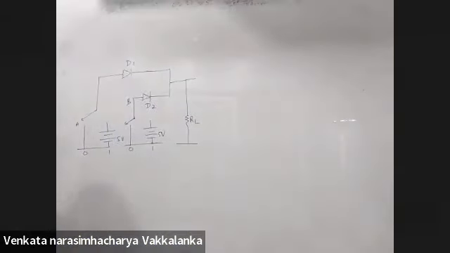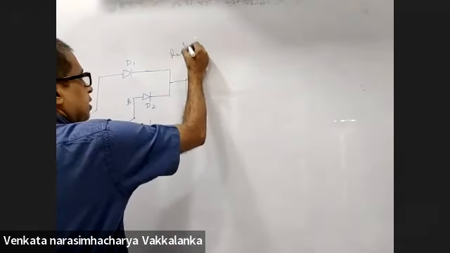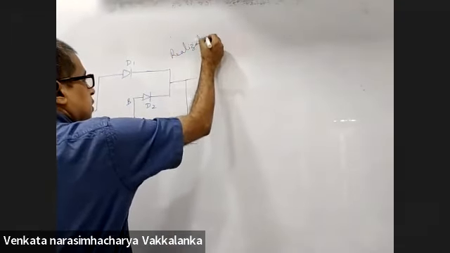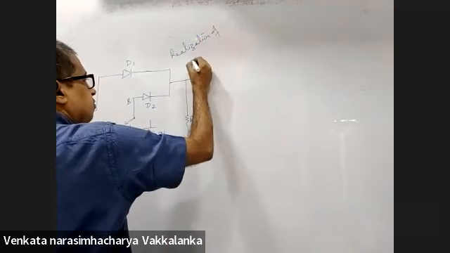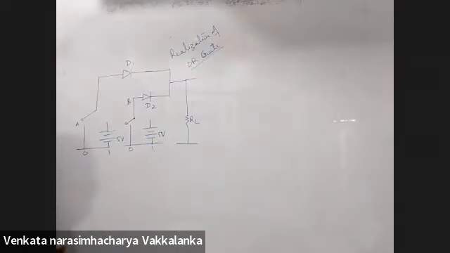Sir, so the name of the diagram is construction of OR gate using diodes, no? Realization. Check realization. Realization of OR gate. Okay, sir. Thank you, sir.